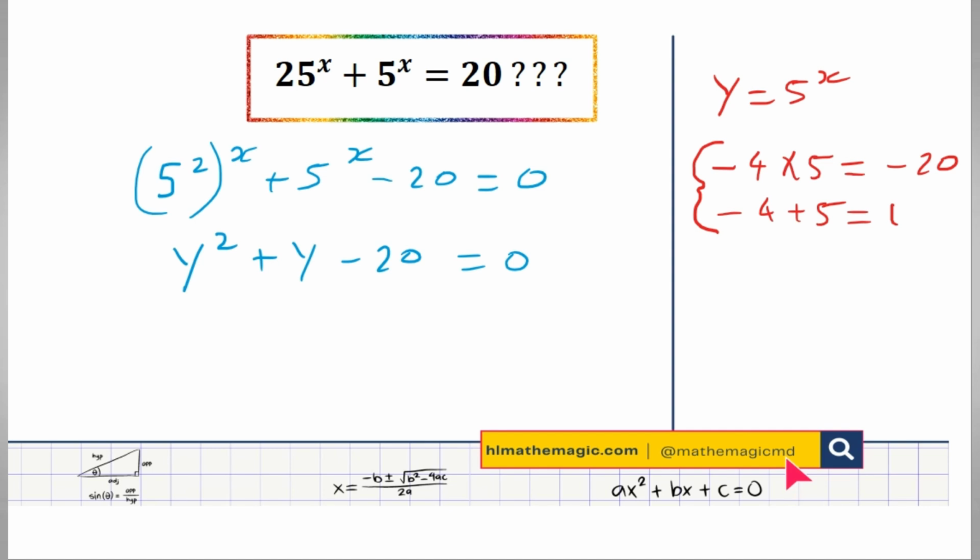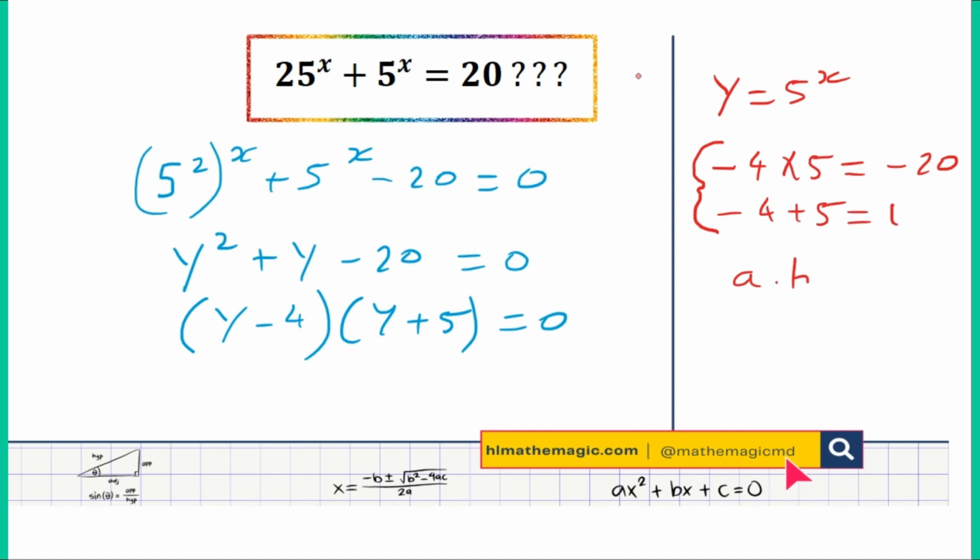And using this factorization, I can factorize this as y minus 4 times y plus 5 equals 0. Now when I multiply two things and I say that a times b is equal to 0, either a is equal to 0 or b is equal to 0. So in this case, it's no different. Perhaps we need the first bracket to be equal to 0 or the second bracket to be equal to 0.